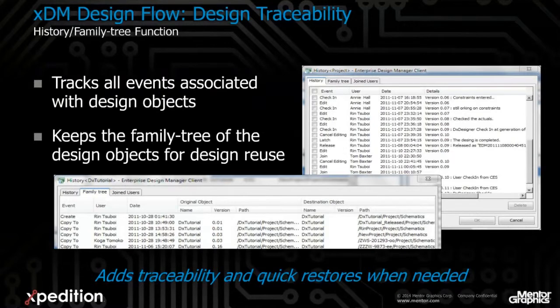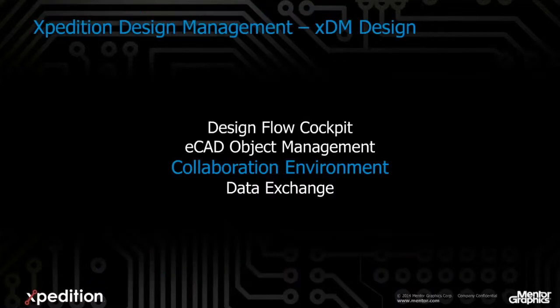And so XDM Design Flow provides design traceability by tracking all the events associated with the design object. So not only the check-in, the check-out, the modifications, or reverting different versions, but again, back to the approvals and who has approved the flow or who has even rejected the flow, and keeps that family tree of information available throughout the design lifecycle.